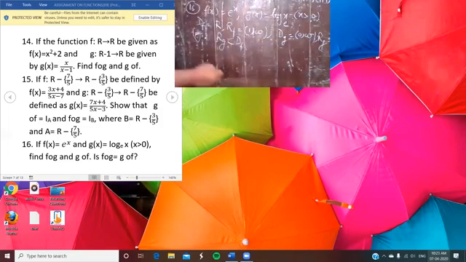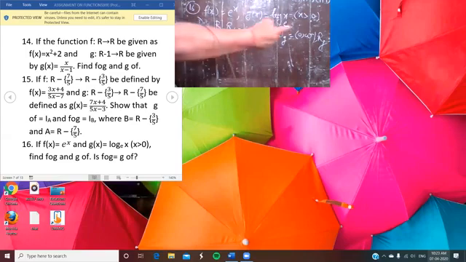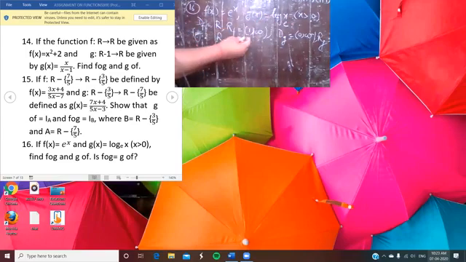Here you have the range of g. So the range of g is R, and here you have R. So you can very easily say that R is a subset of R. So fog exists. Now you find the value of fog, f of g(x). So f, and the value of g(x).